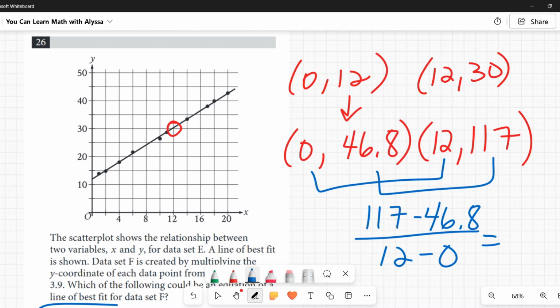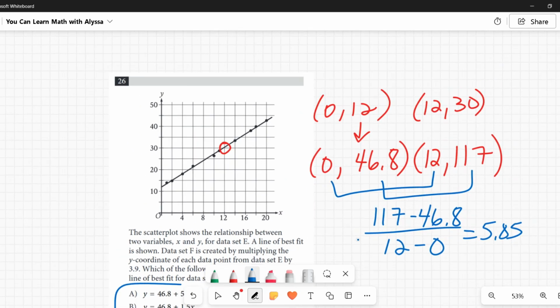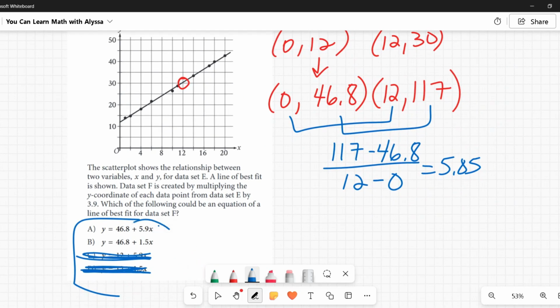And this is a moment where, yeah, you want to pull out your calculator. I wouldn't blame you. So 117 minus 46.8 is 70.2. And when we divide that by 12, we get 5.85. And lo and behold, that is very, very close to 5.9. Certainly not 1.5. So A, that could be an equation for this new line of best fit.